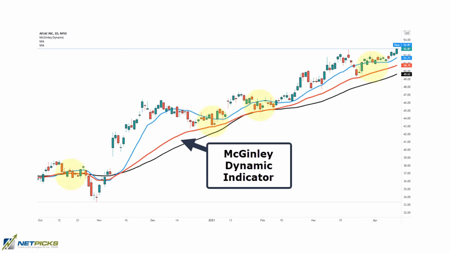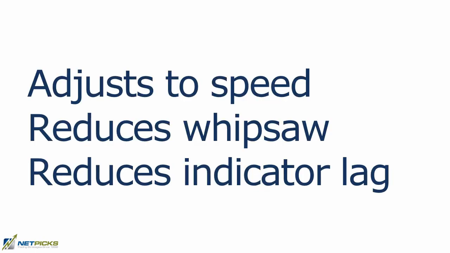So McGinley's goal was to have this indicator hug price action. That would reduce the huge gaps between the indicator and price, as well as that snake effect as the average wraps through price. So how do you use it? Well, first we learned three things. It adjusts to changing market speed. It can reduce whipsaw and reduces indicator lag.